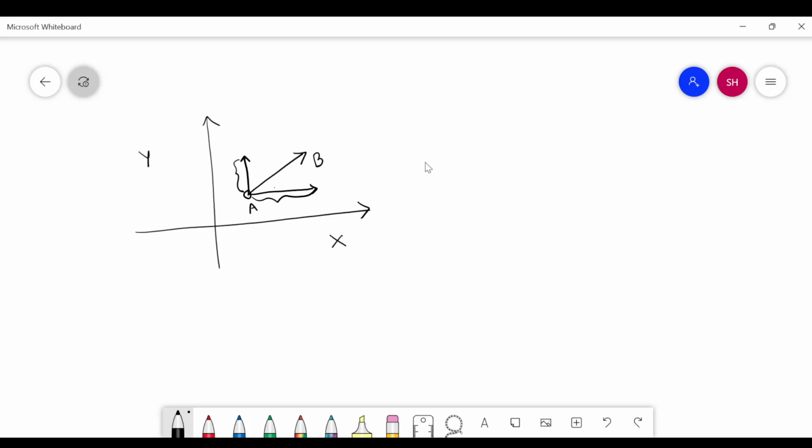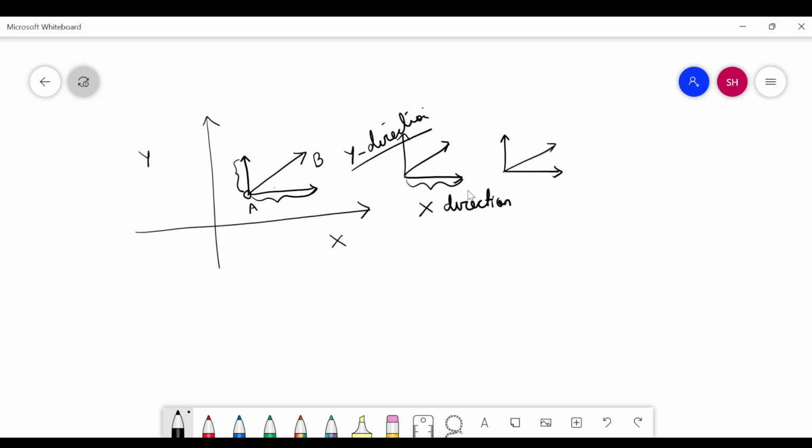So even if we take a velocity in this direction, it can be resolved into this direction and that direction. If we take acceleration in this direction, it can also be resolved in this direction and that direction. So any vector can be resolved into two parts, where one represents the component in the x direction and the other represents the component in the y direction.